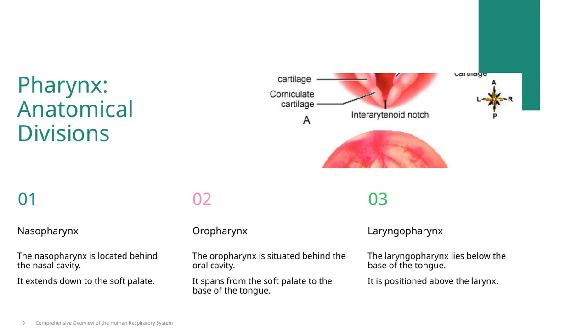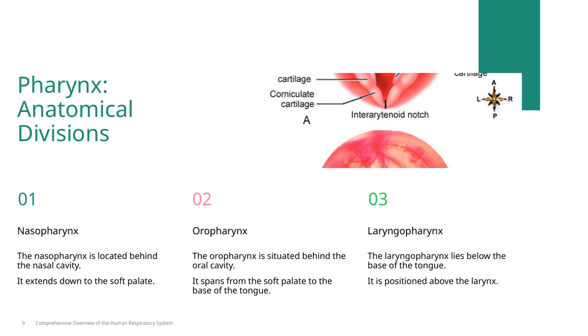Moving on to the nasopharynx, which is situated right behind the nasal cavity. Think of it as the uppermost part of the pharynx, extending downward to meet the soft palate. Its location is vital because it helps facilitate airflow from the nose to the rest of the respiratory system.